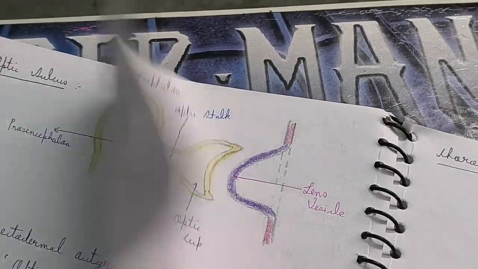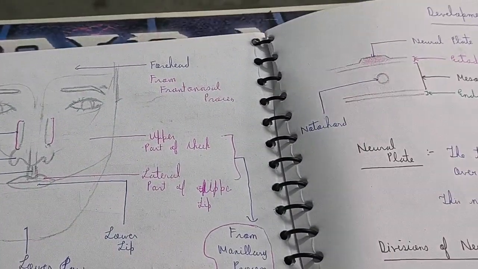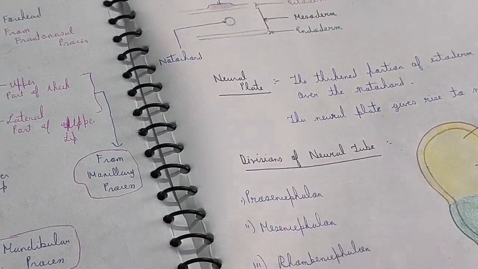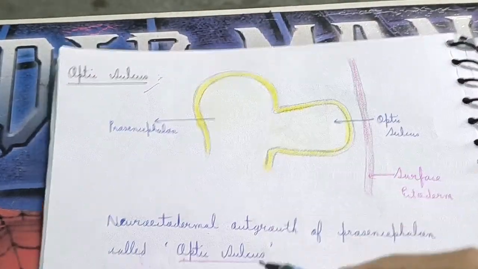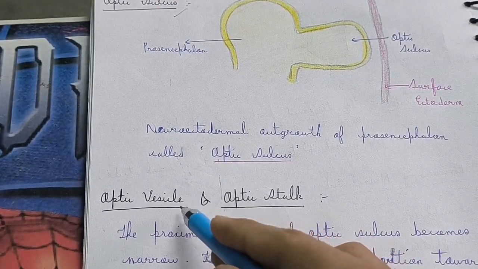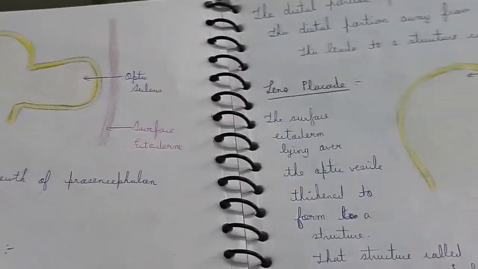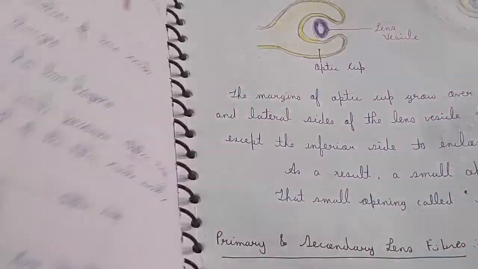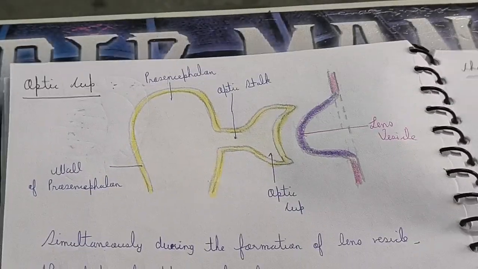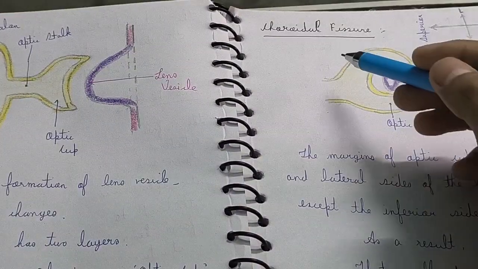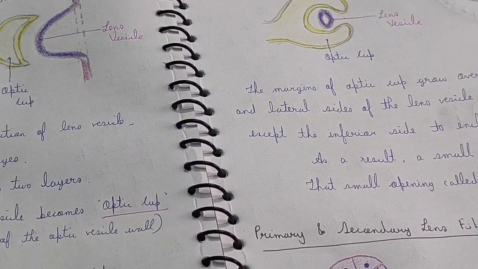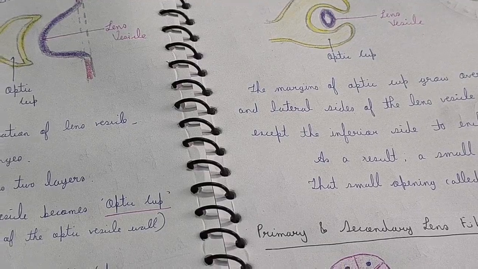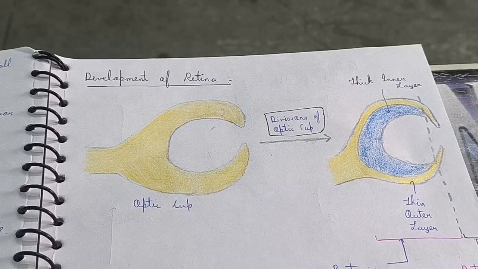That's all about today's video. Today you have learned about the divisions of the neural tube, important points, what is the optic sulcus, what are the optic vesicle and optic stalk, what is the lens placode and the lens vesicle, and the optic cup, choroidal fissure, and primary and secondary fibers. That's all. So today's video is about development of the retina.